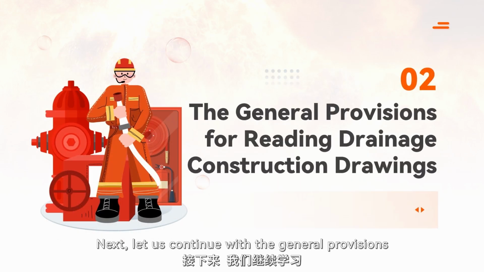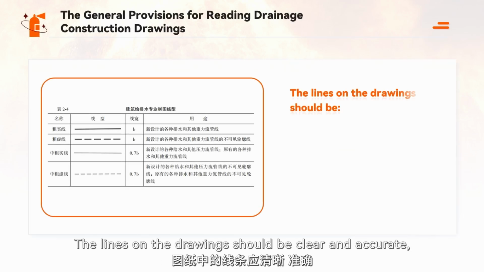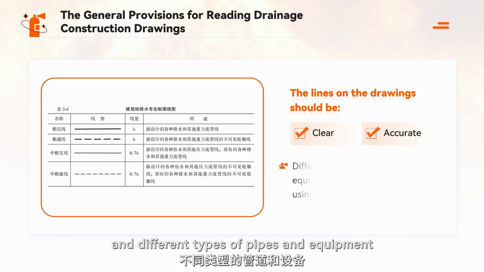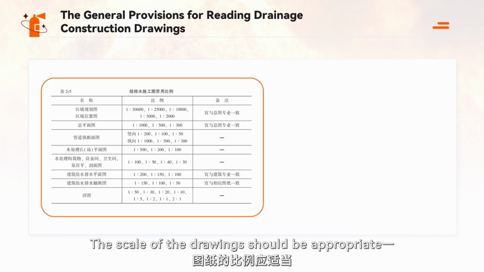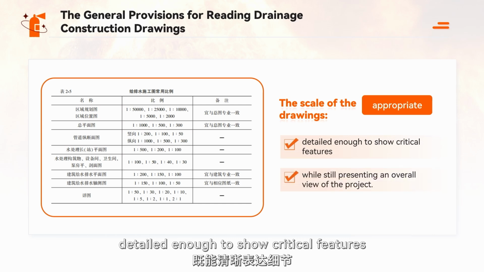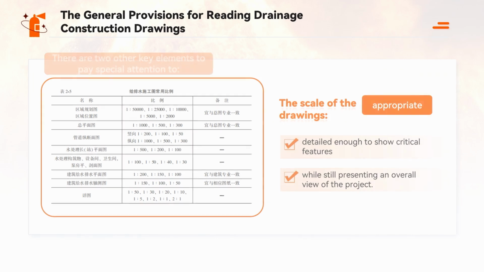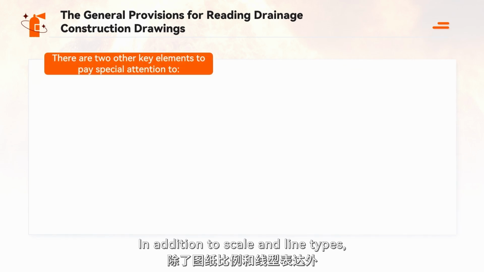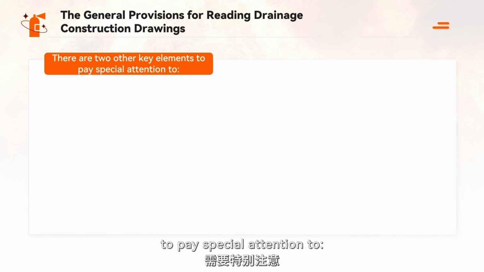Next, let us continue with the general provisions for reading drainage construction drawings. The lines on the drawings should be clear and accurate, and different types of pipes and equipment must be represented using distinct line styles. The scale of the drawings should be appropriate, detailed enough to show critical features while still presenting an overall view of the project. In addition to scale and line types, there are 2 other key elements to pay special attention to.